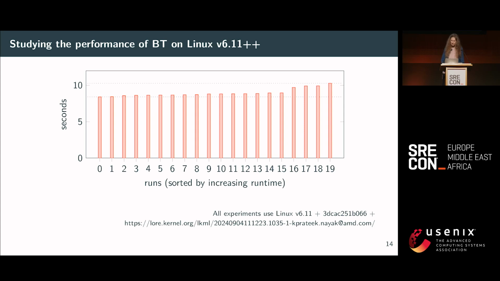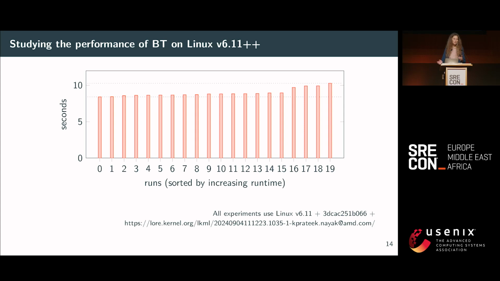So we can look at the performance on, I call it Linux 6.11++. So it's 6.11 plus a few patches that I've added at the end, which have an impact on scheduling and are relevant to what we're doing here. I've run it 20 times, and I've plotted the running time from the fastest one on the left to the slowest one on the right. And you can see mostly it's fairly stable, but there's kind of an upward trend on the right-hand side.